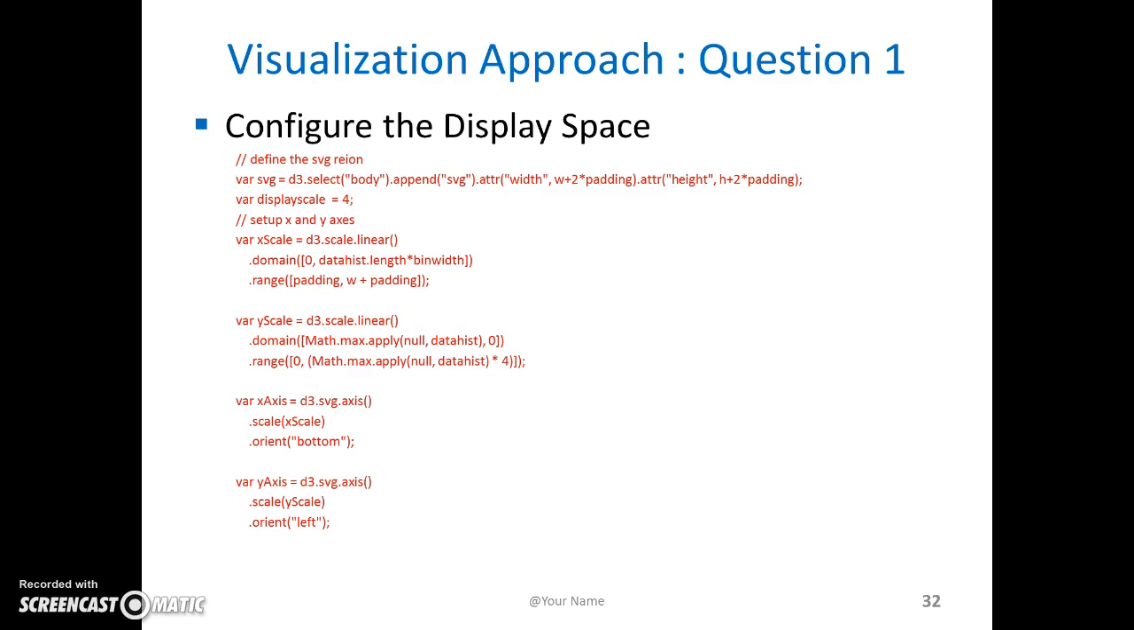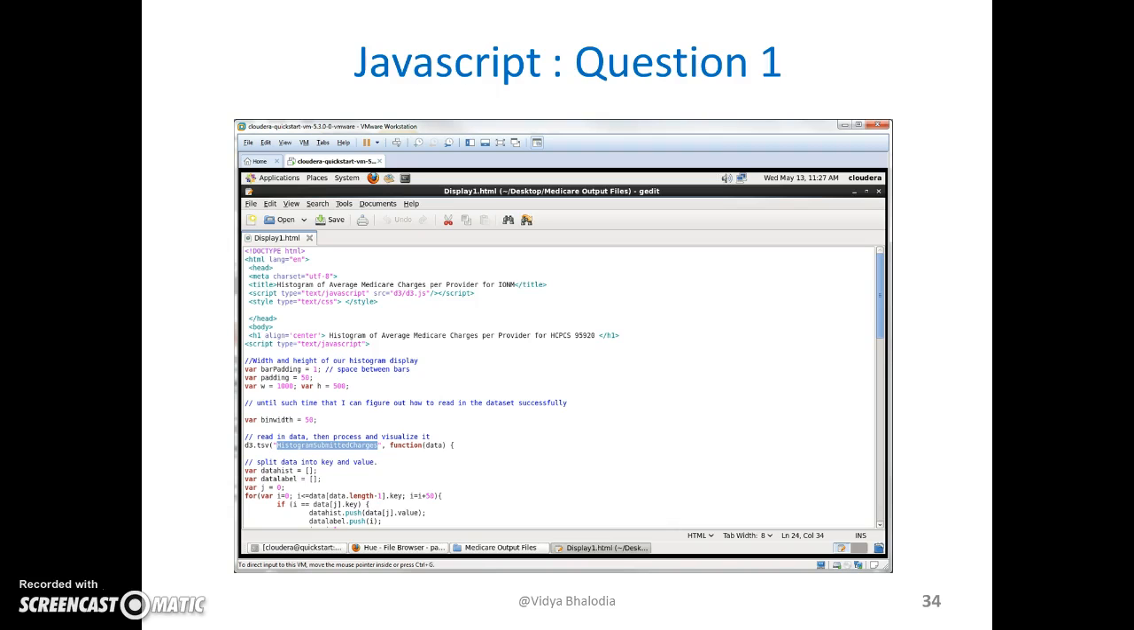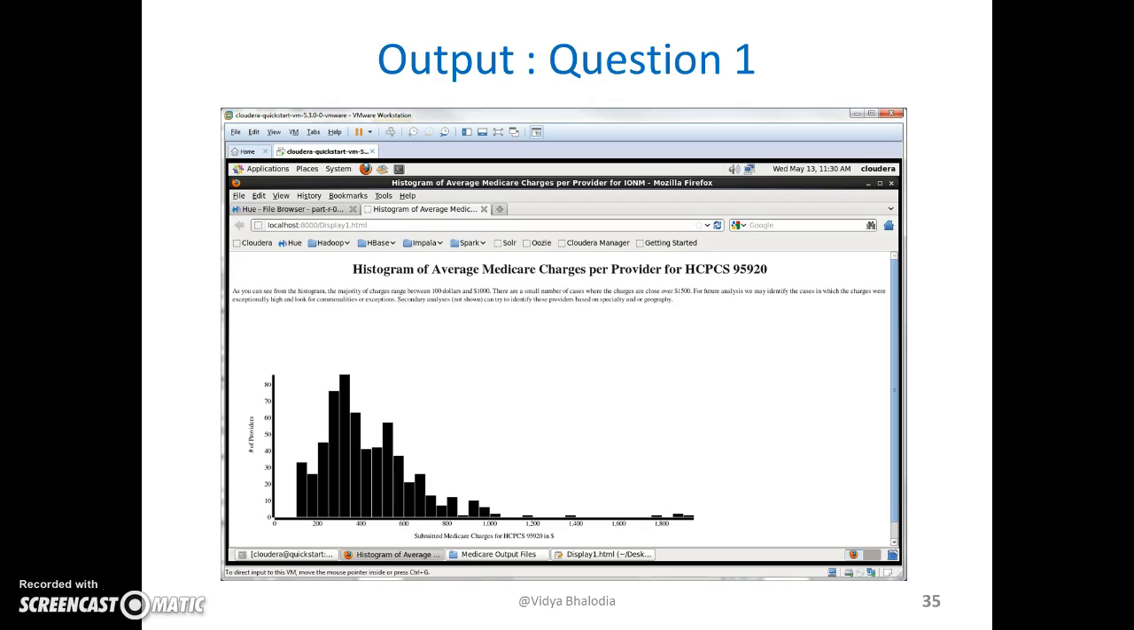Once we do that, we can configure our display space: the size of our display, the x-axis, the y-axis, and scaling factors. Then we create the histogram as a group of rectangles all next to each other. We add some text and scaling for the x and y axes as well. Here's the code for it, and you can see here's the output. The vast majority of IONM charges range between about $100 and $1,000.